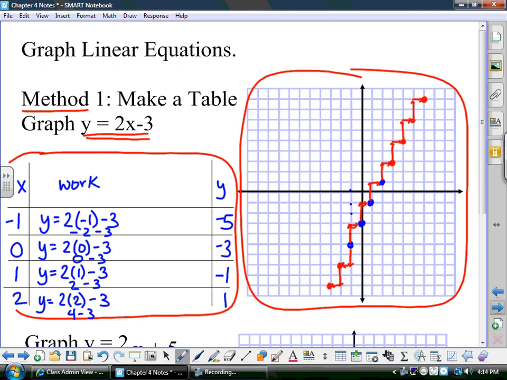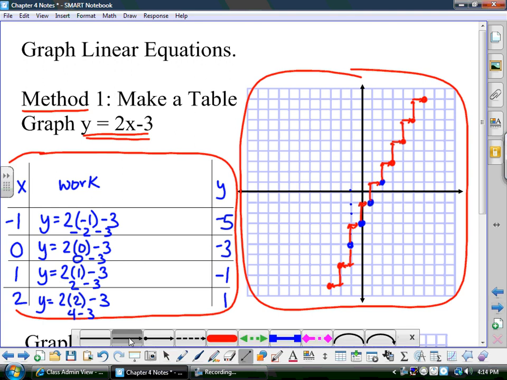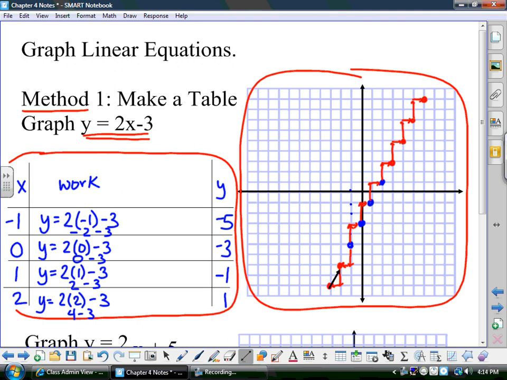These dots, we're going to use a straight edge like a ruler or the side of a sheet of paper or something like that to make as straight a line as you can that goes all the way through those points. And it would keep going in both directions, so we're going to put arrows on either side to indicate that.